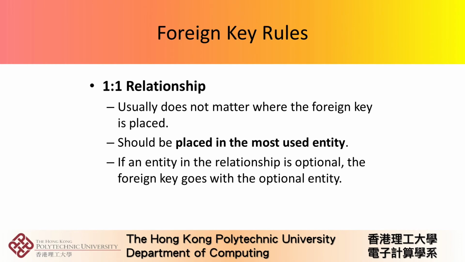There are some rules for foreign keys. In a one-to-one relationship, it usually does not matter where the foreign key is placed. The foreign key should be placed in the most used entity. If an entity in the relationship is optional, the foreign key goes with the optional entity.